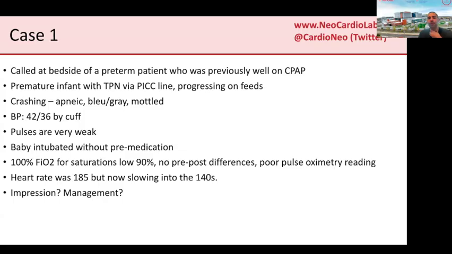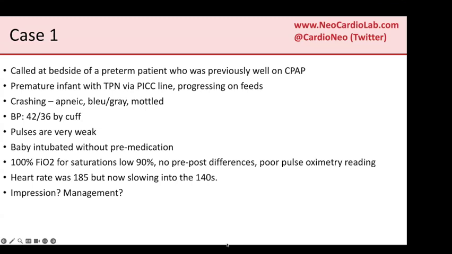As you arrive to evaluate the baby, you see a baby that's poorly reactive, who has weak pulses, very mottled, very cold to touch. The heart rate was oscillating between 180 to 185. It's not regular. It's fluctuating in time.